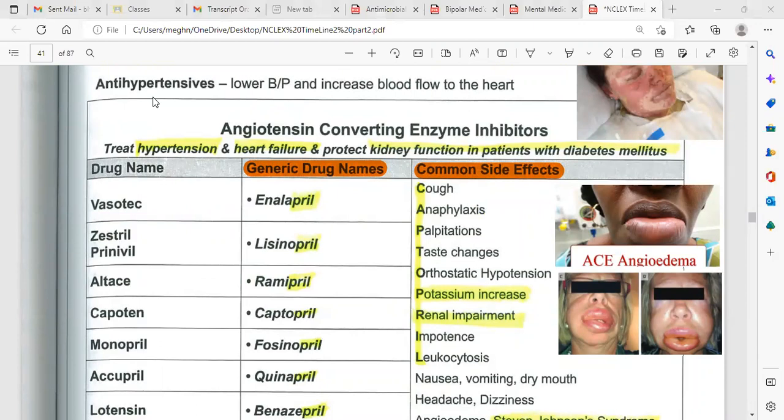Okay, so you see antihypertensive, the medication lower the blood pressure and increase the blood flow to the heart. Okay, so at least in this note, we will get few ideas about the most common medication that we use in hospital. Okay, and first one here I said, most common drugs we use antihypertensive are angiotensin converting enzyme inhibitor. Angiotensin converting enzyme inhibitor that treat hypertension and heart failure. Also protect your kidney function in the patient who have diabetic mellitus. Very important note, my friend.